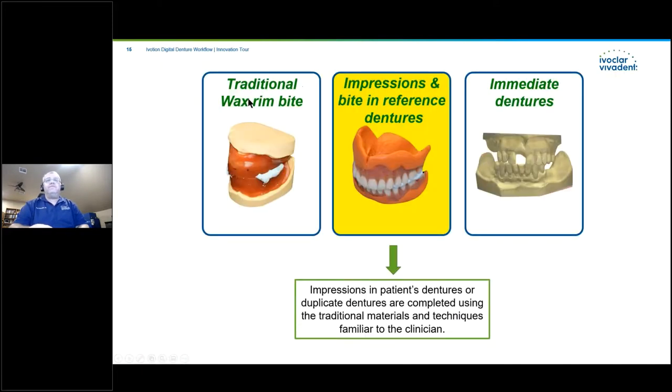The second workflow that the doctor is going to want to use are impressions and bite in a reference denture. A lot of times, if they have a Trios chairside, they can use the patient's actual dentures, take the impressions and the bite in those, scan them with their Trios and send you those scan files, or they can make a duplicate denture and take the impressions and bite with those and send you those actual duplicate dentures with the bites to scan.